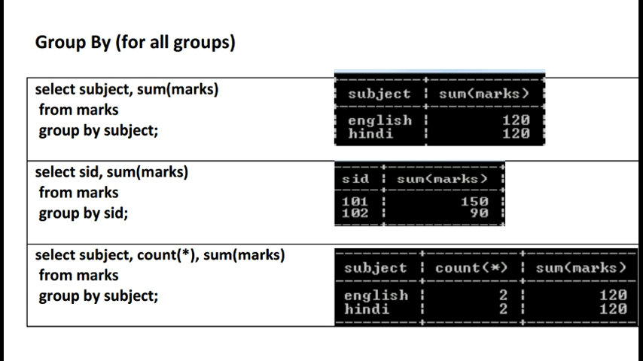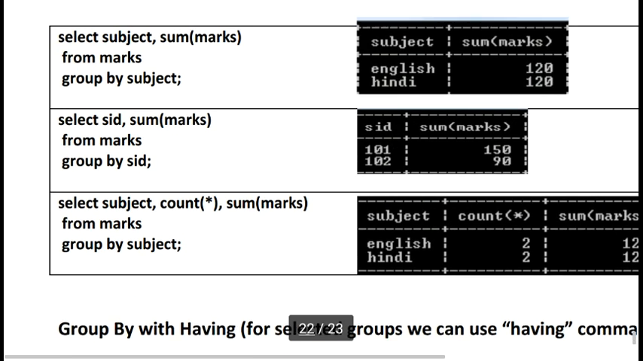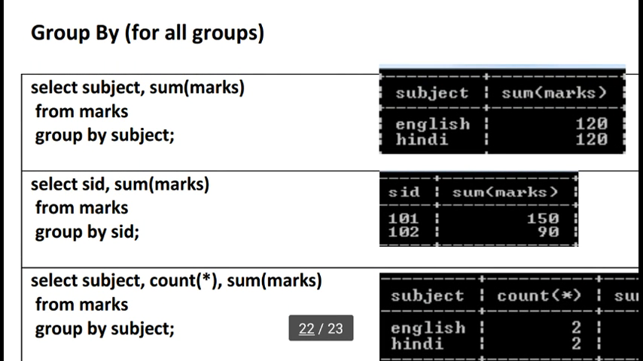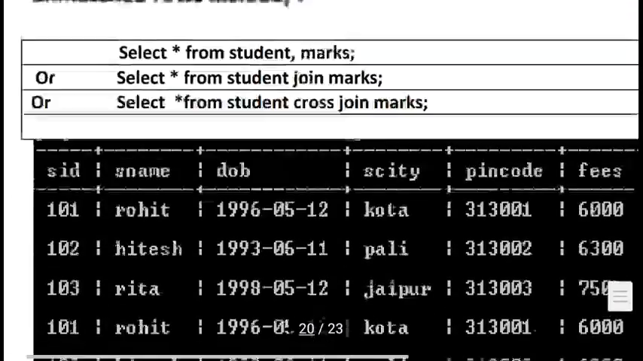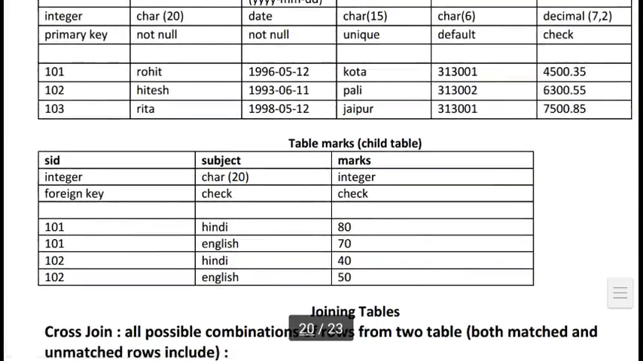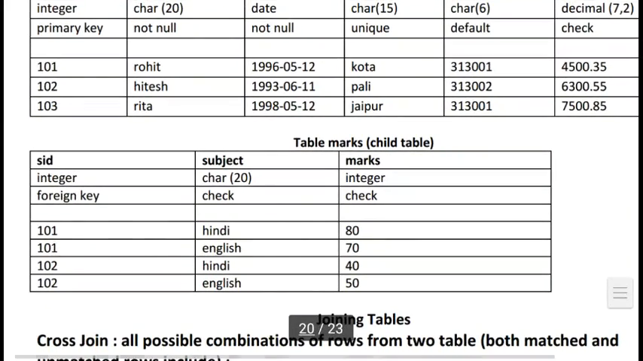Group by command. Okay, so group by. You can see this is our marks table, you know very well. First we see the marks table. You can see in this marks table SID, subject and marks. As in SID 101 Hindi 80, 101 English 70, 102 Hindi 40, 102 English 50. Okay, this is our marks table.